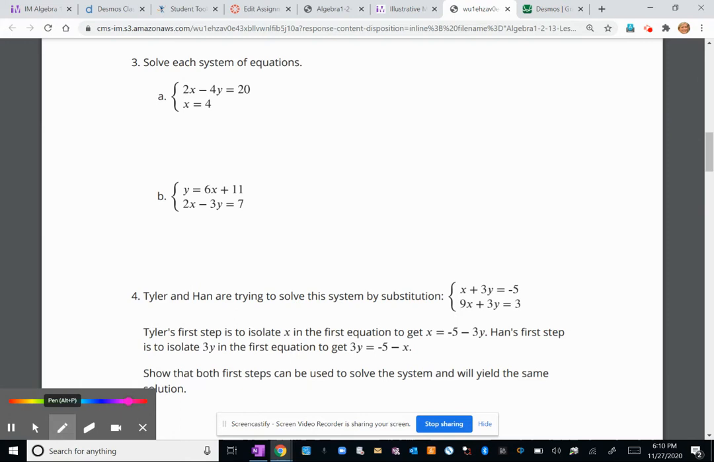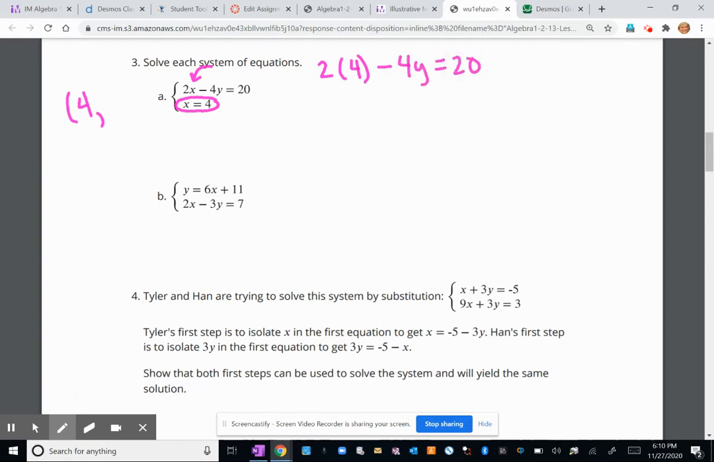And this already has given me the actual value for x. So I know that 4 is the first value in my solution. And I'm going to substitute that 4 in for x right there and then solve for y. So I get 2 times 4 minus 4y equals 20. 2 times 4 is 8.